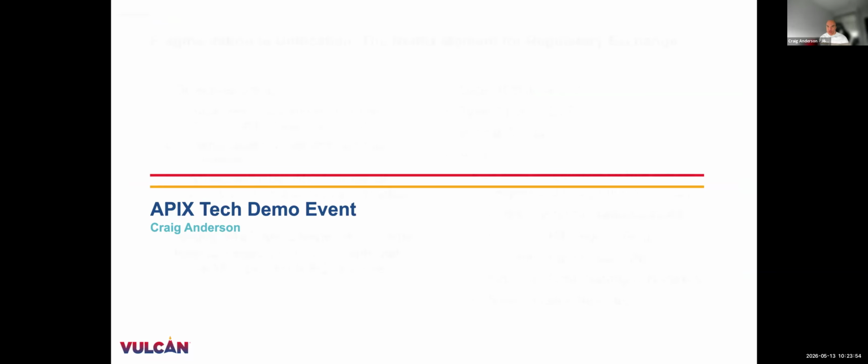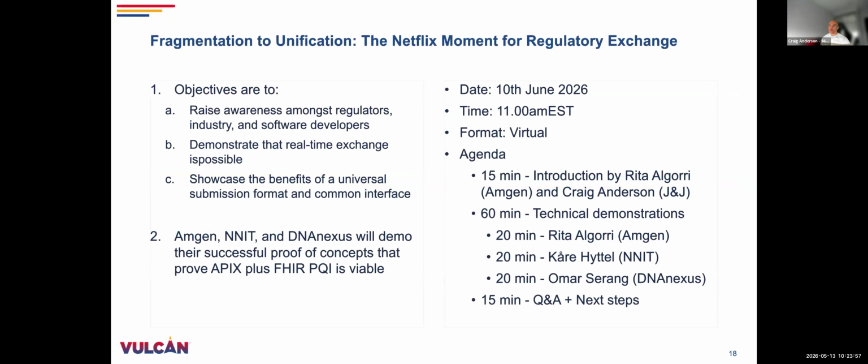Yeah, hi everyone. So we have two events coming up for APIX. One, Sandy already talked about, the Connectathon, so that'll be one showcase. And we are also working to set up a virtual tech demo on June 10th. We have a couple of organizations, Amgen, NNIT, and Data Nexus, that have systems, or proof of concept systems, that show APIX in operation. So this will be a fantastic showcase to prove to everyone that this is real and you can actually do this. And we will actually be able to achieve what we've been talking about.